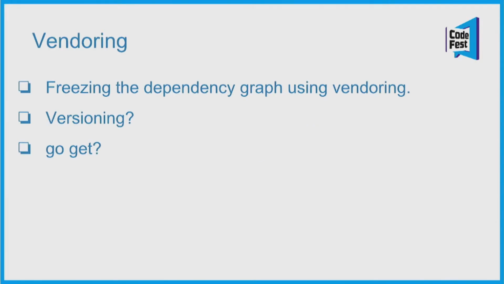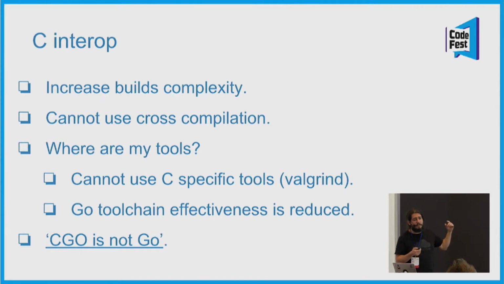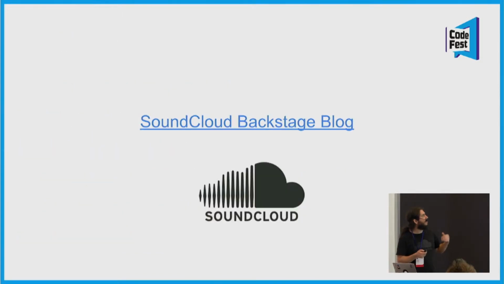And what I don't like: vendoring, again. I say freezing is bad, versioning, how you do it, and then go get, what is the purpose of it right now. Interoperability is very important for us, but it's extremely hard to find good documentation. Plus, when you embed complex things, it can really get nasty. I mean, build time increases and your tools are not working properly anymore.